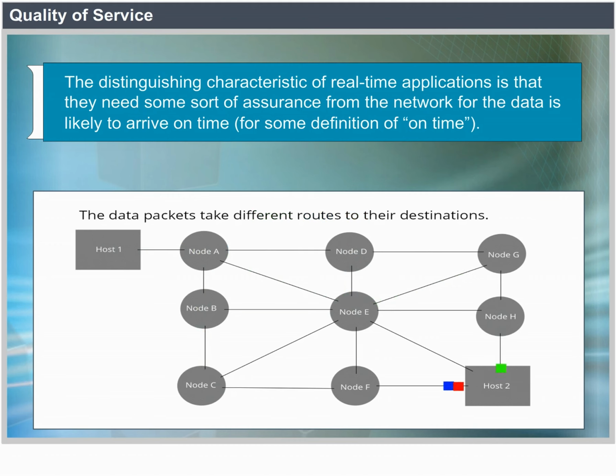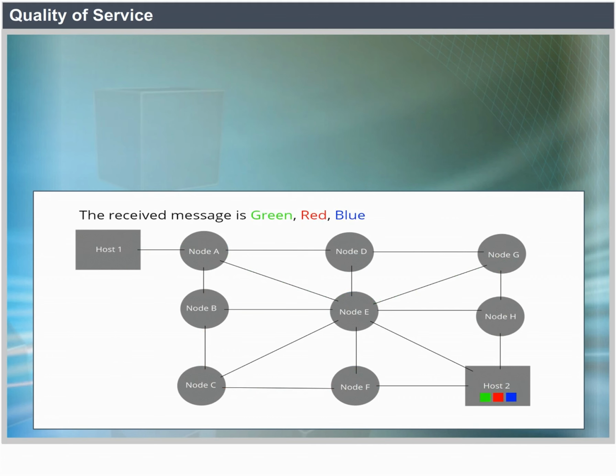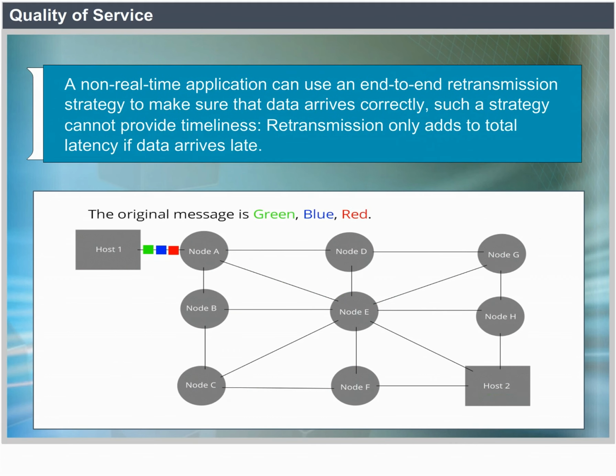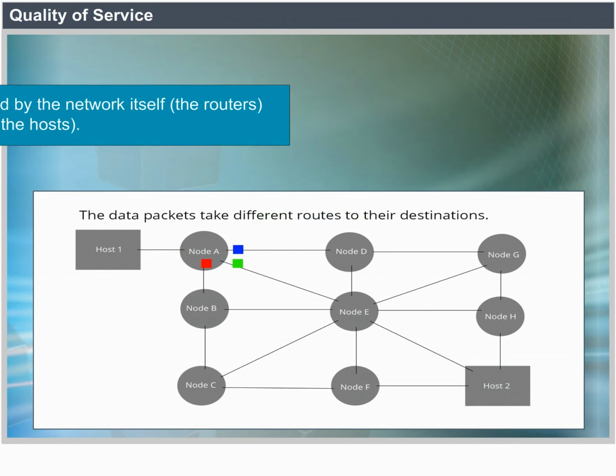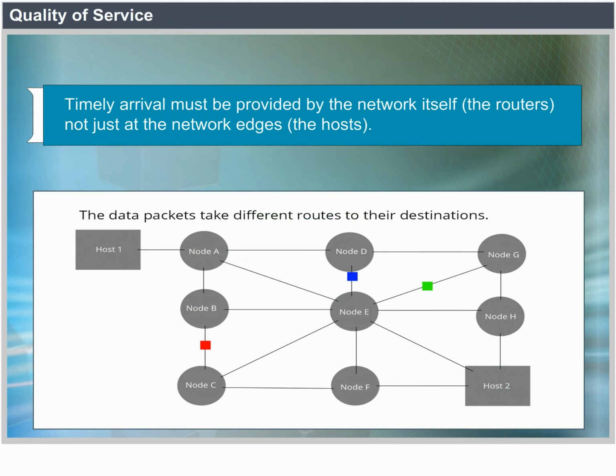A non-real-time application can use an end-to-end retransmission strategy to make sure that the data arrives correctly. Such a strategy cannot provide timeliness. Retransmission only adds to total latency if data arrives late. Timely arrival must be provided by the network itself, the routers, not just at the network edges, the hosts.